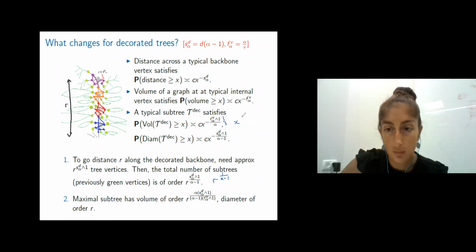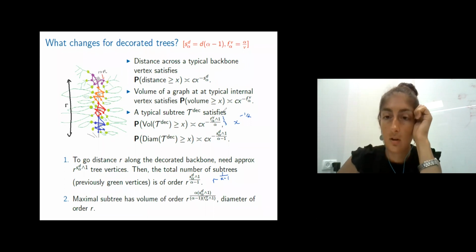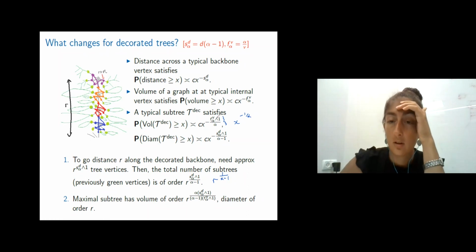So before we had x to the minus 1 over alpha for the tree. But now we have this extra factor because, if the volumes of the inserted graphs are very heavy tailed, then if you have a tree of size n, the total new volume of it will be n to the 1 over this power, the inverse of this power. So somehow you're also adding up, getting more from each subtree as well. And this is why this factor appears.